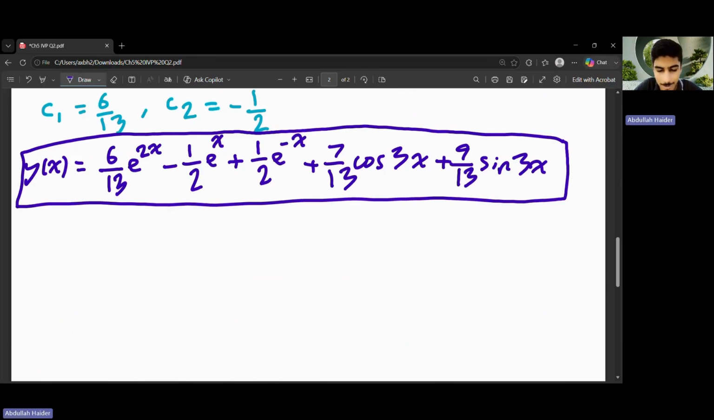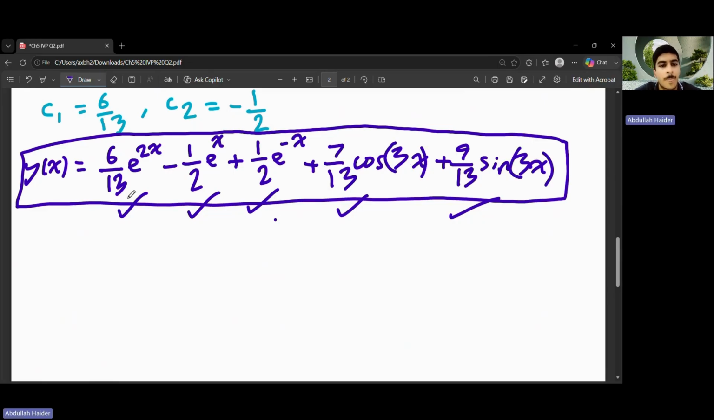Let me check if I'm right. This is really long, so let's see. Correct, correct, correct, correct, correct. So this is our final solution.